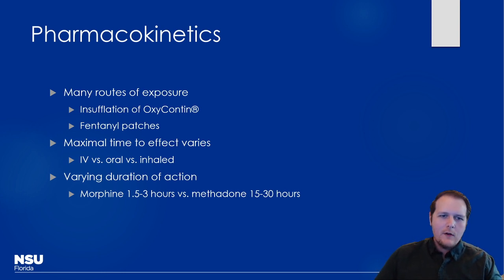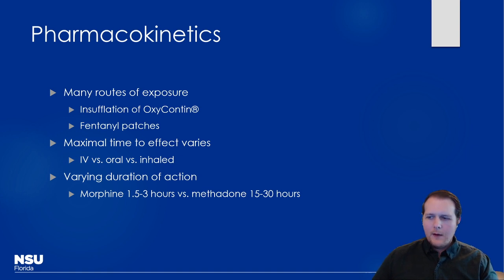Anyway, remember that maximal time of effect can vary based on the route. Typically, an oral dosage form is going to be a lot slower than something like an IV or inhaled form. Inhaled tends to be some of the fastest onset of action, whether you're dealing with inhaled cocaine or trying to smoke a fentanyl patch, mainly because it gets absorbed through the lungs, goes back to the heart, and right to the brain. So it's a very, very fast onset there.